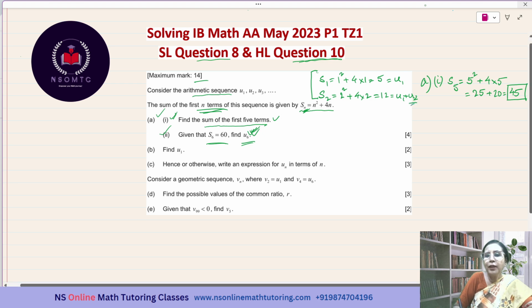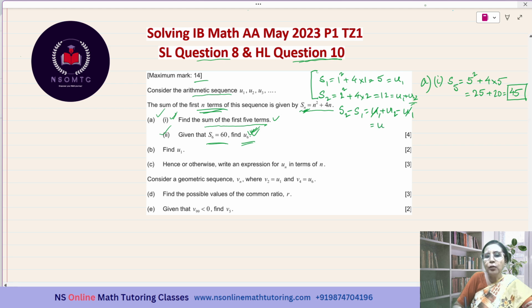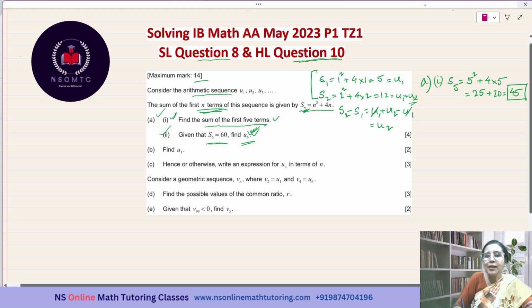If we want to get the value of U2, the second term, we can do S2 minus S1. S2 equals U1 plus U2 and S1 equals U1, so minus U1. These two will get cancelled and we will have U2, the second term. So we can get the second term by subtracting S1 from S2. In order to get U6, we should be subtracting S5 from S6, because this is subpart II.